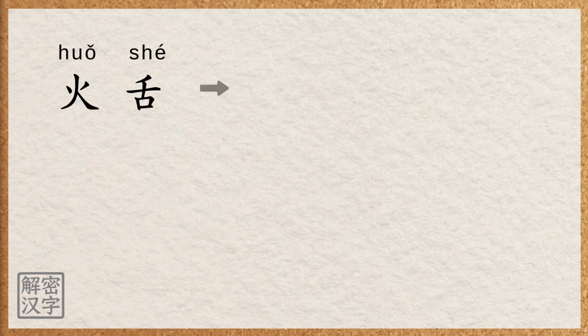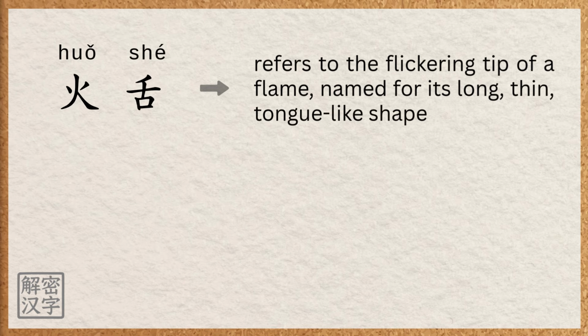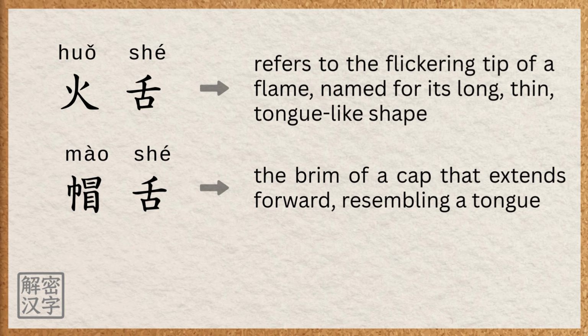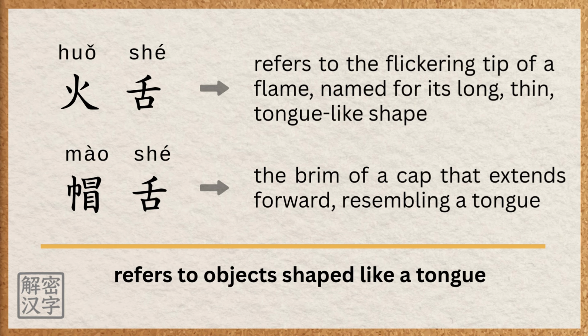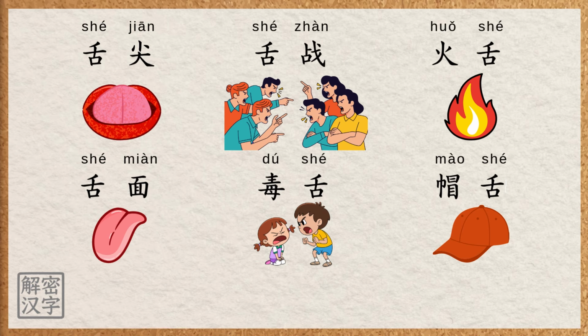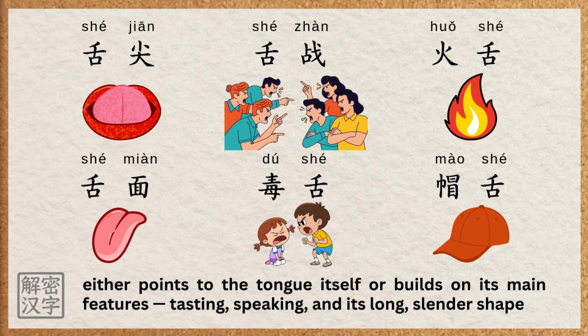火舌 refers to the flickering tip of a flame, named for its long, thin, tongue-like shape. 帽舌 refers to the brim of a cap that extends forward, resembling a tongue. In these words, 舌 refers to objects shaped like a tongue. From these examples, we can see that 舌 either points to the tongue itself or builds on its main features: tasting, speaking, and its long, slender shape. Now let's practice reading it.